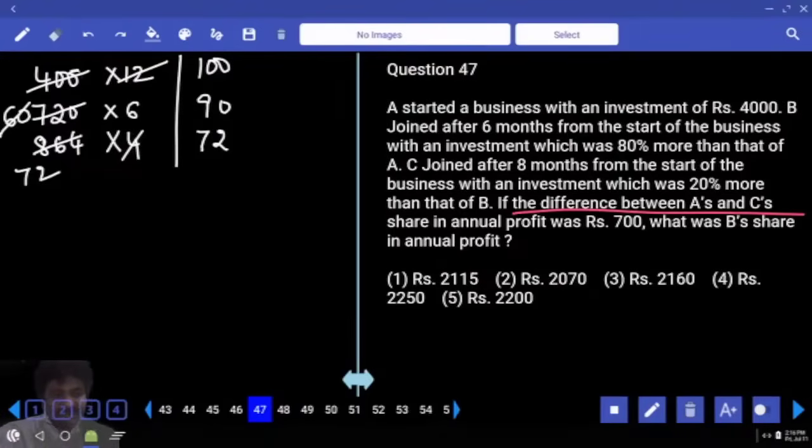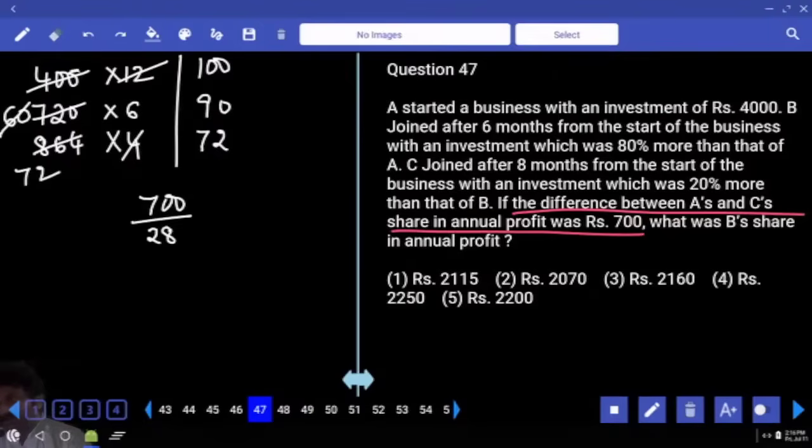If the difference between A's share and C's share in annual profit is 700. What is the difference here? 28. 700 is equal to 28 parts. One part is this much. B's annual share is 90 parts. Is it clear? Come on.